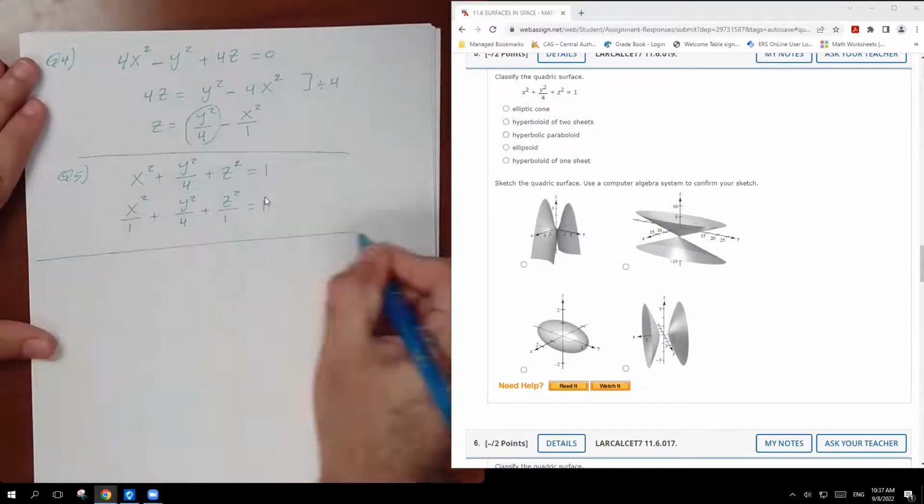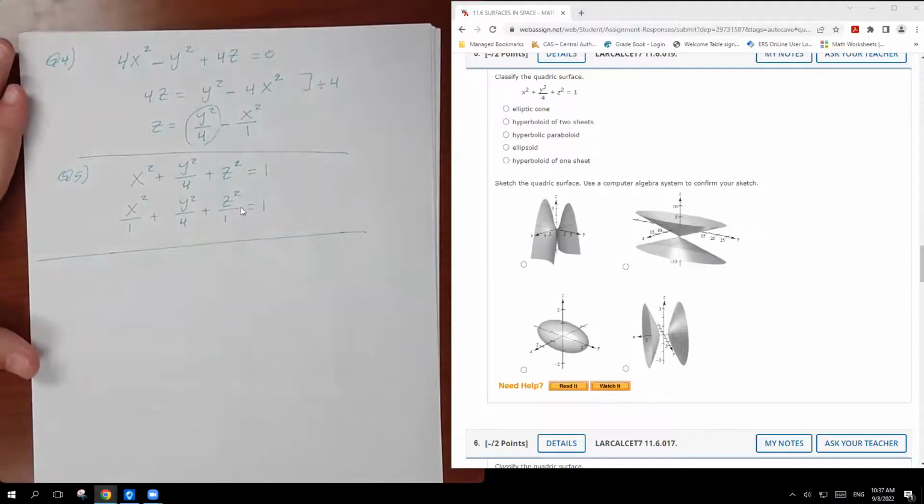So it's the ellipsoid, the egg sphere. Just looking from here, it's an ellipsoid. It looks like an egg. This is the only shape here that looks like an egg.